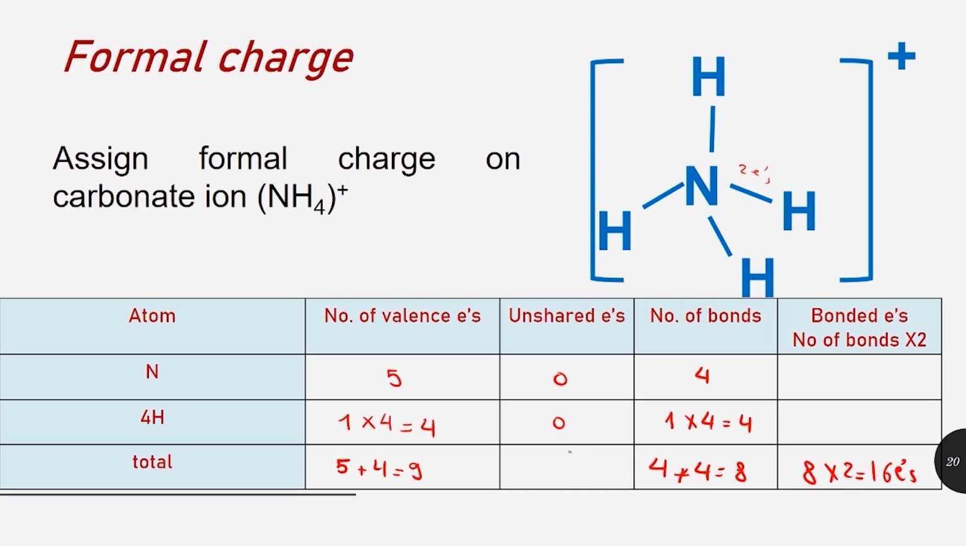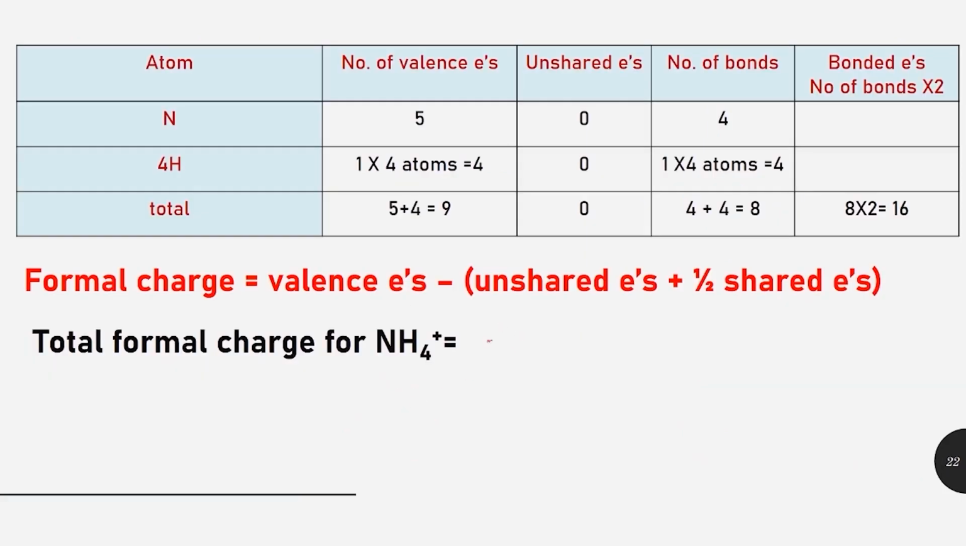The formal charge is equal to 9 valence electrons minus the 0 unshared electrons and half multiplied by 16 for the bonded electrons, equal to 1. This is the plus we usually write over the structure.